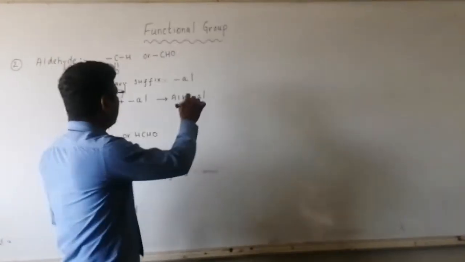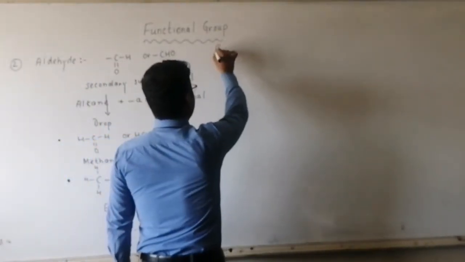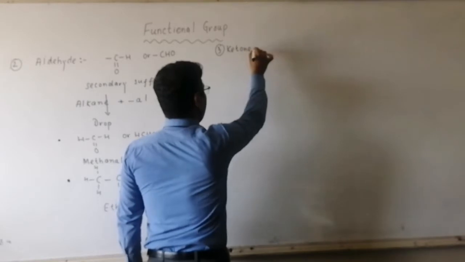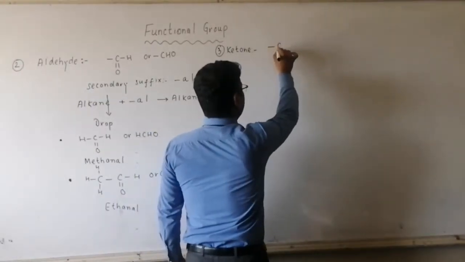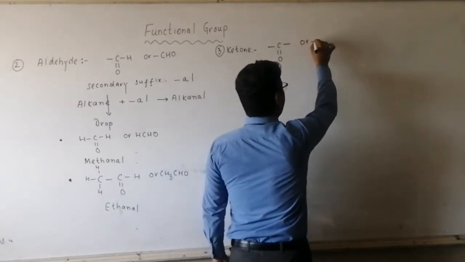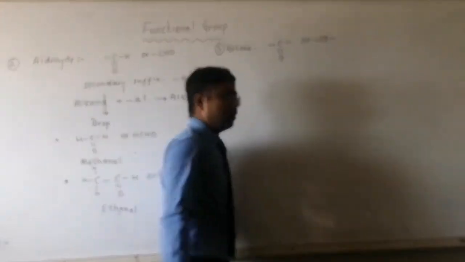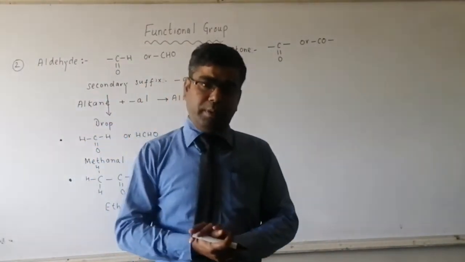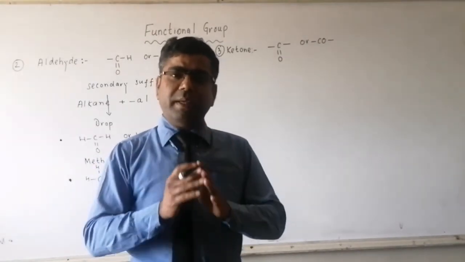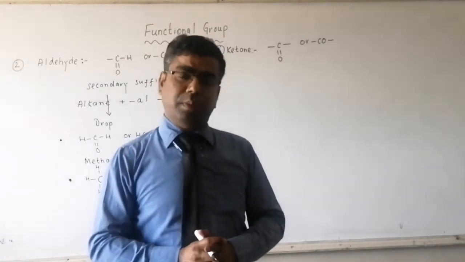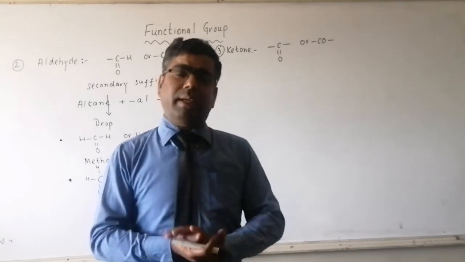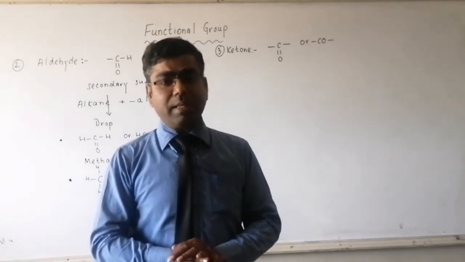Then comes group number 3, that is ketone. Now, what is a ketone? The C double bond O group, or CO group, is called the ketone group. Important point: the ketone group is always a non-terminal group. It means it must be surrounded by carbon atoms on both sides.